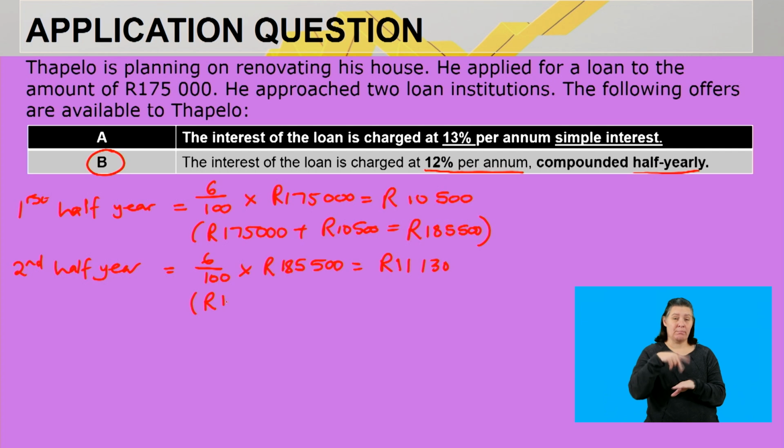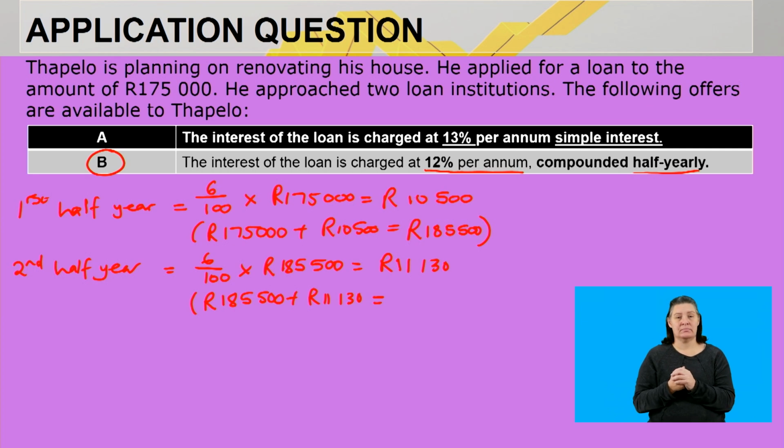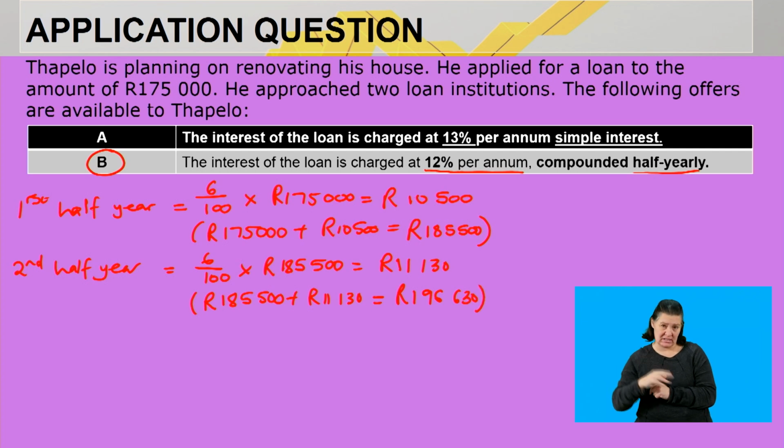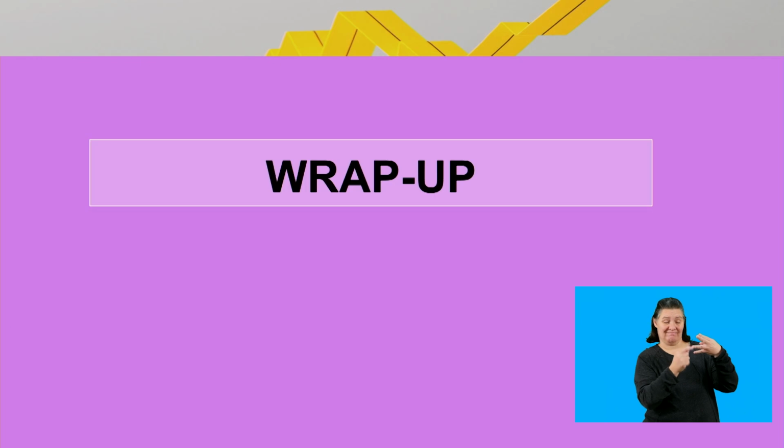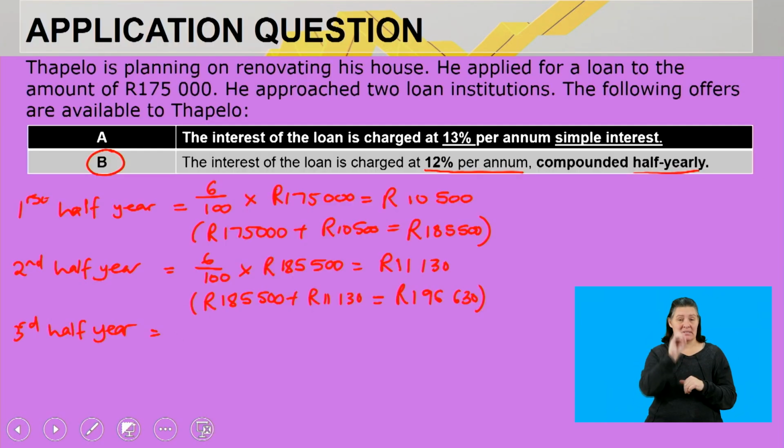Okay, before I move on to the third half year, I need to add the two amounts together. The principal amount, 185,500, plus the interest of 11,130. So what will that give me? So let's add the two amounts together. Okay, so that will give me a new principal amount of 196,630 rand. Remember, that becomes our new principal amount now. So I'm moving to the third half year. Right, so now it will be 6%.